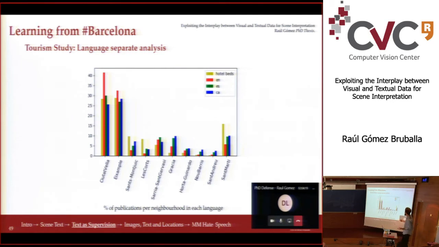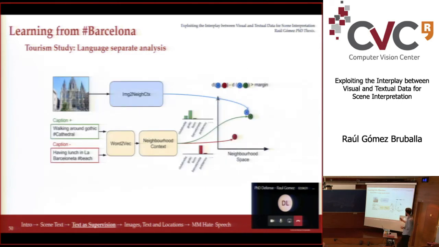Here we have a plot of the percentage of publications mentioning each one of the Barcelona neighborhoods. Of course, in more touristic neighborhoods, you get more publications in English. So what I did here is to compute a representation of the captions in the dataset which shows a similarity with each one of the neighborhoods in Barcelona.